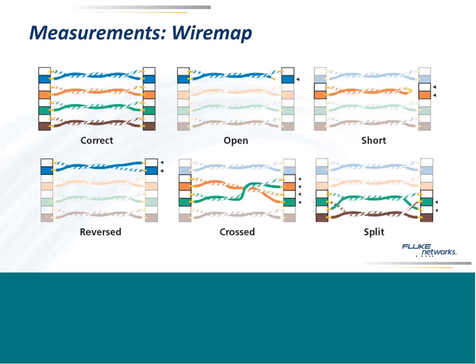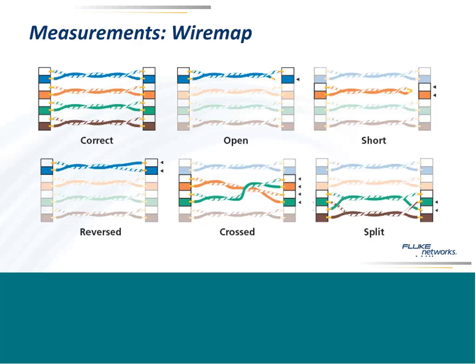You can also have a short. That can happen if a cable gets pinched in the wall or if somebody does a really bad job of terminating it at the end. You can have reverse pairs. That's not that hard to do either, where you hook them up wrong. Crossed pairs is a little less common of a problem. However, it can be actually very common if somebody is using a crossover cable.